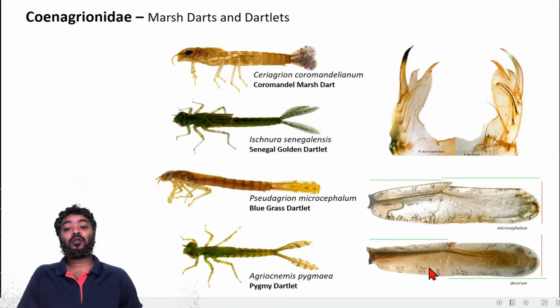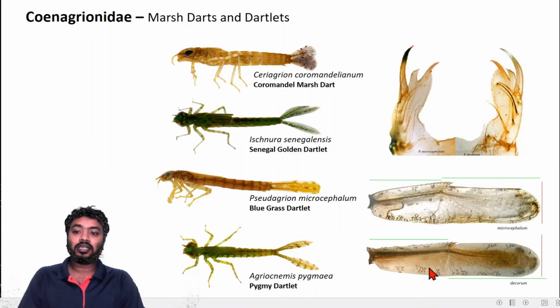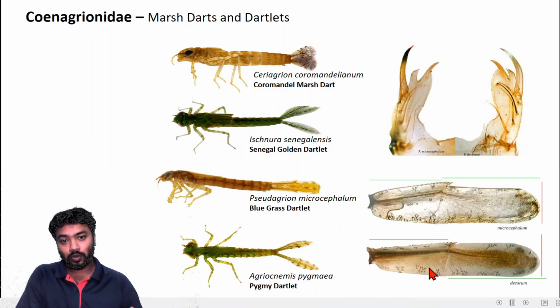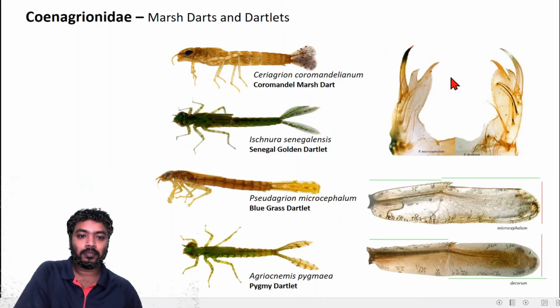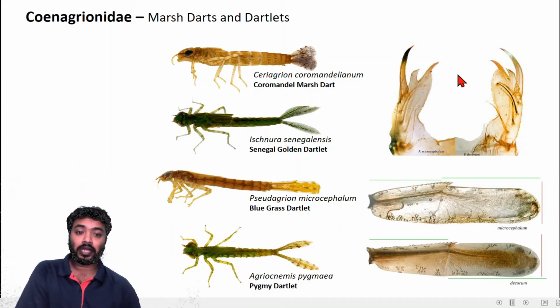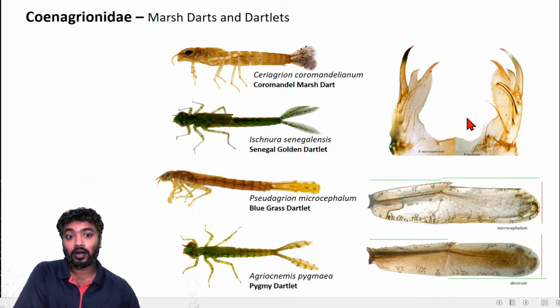So if you are going for species level identification, that is, if you want to go beyond genus level, then you have to look for the hidden characters. Like here, this is Pseudagrion microcephalum left labial palp, and this one is Pseudagrion decorum. So here you can see the difference in the shape of the labial palp. Otherwise it is very difficult to identify. So the shape of the labial palp is different, but it's very difficult, and it depends on how experienced you are in understanding the characters.